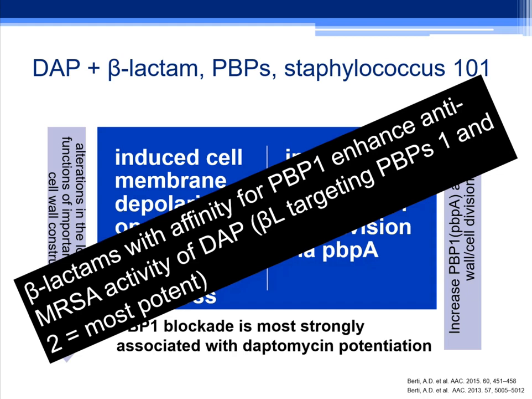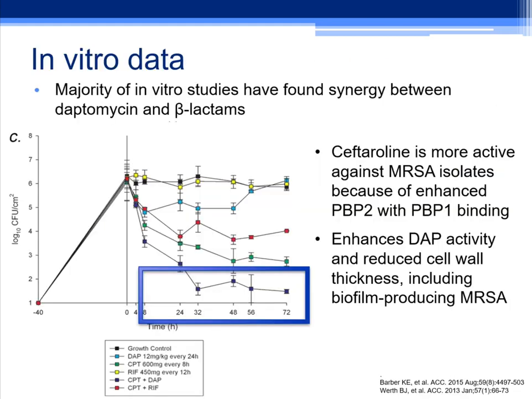So from an overall standpoint, PBP1 blockade is most strongly associated with daptomycin potentiation of activity. Beta-lactams with affinity for PBP1 enhance the anti-MRSA activity of daptomycin, and beta-lactams that target both PBP1 and PBP2 give the most potent effect. We can clearly define that by looking at the in vitro data to know which one binds PBP2 and PBP1 better.